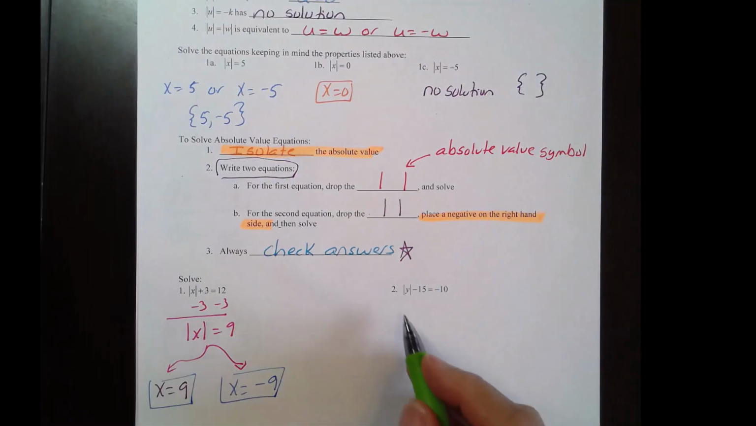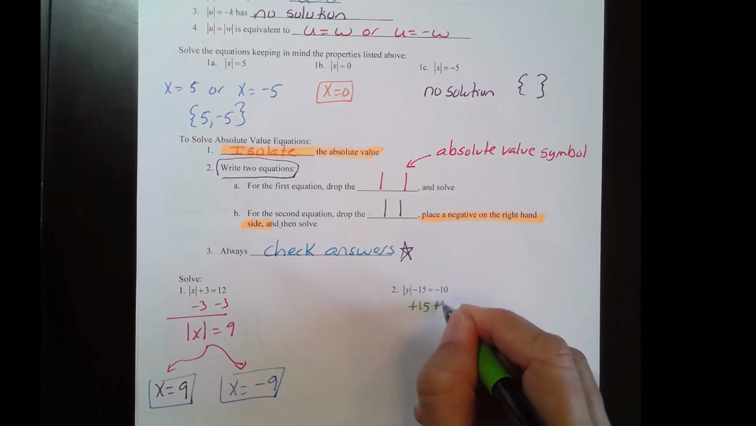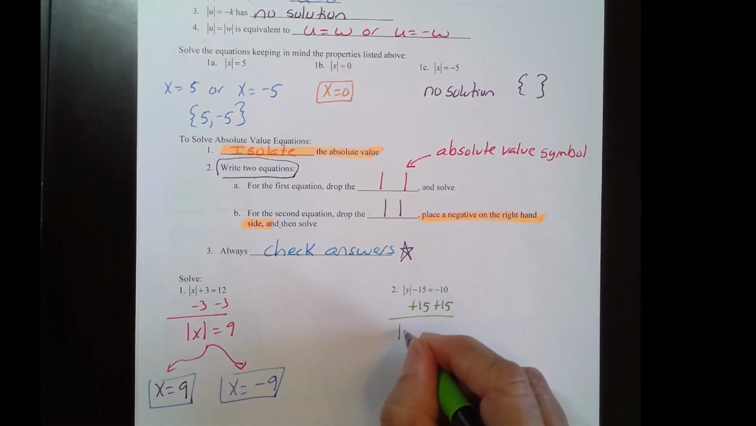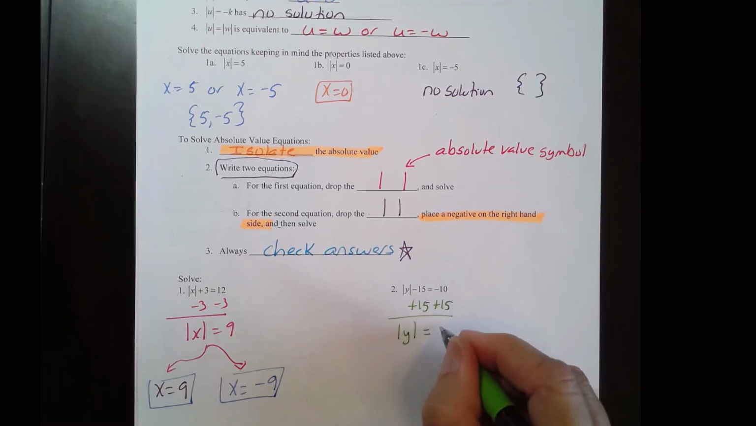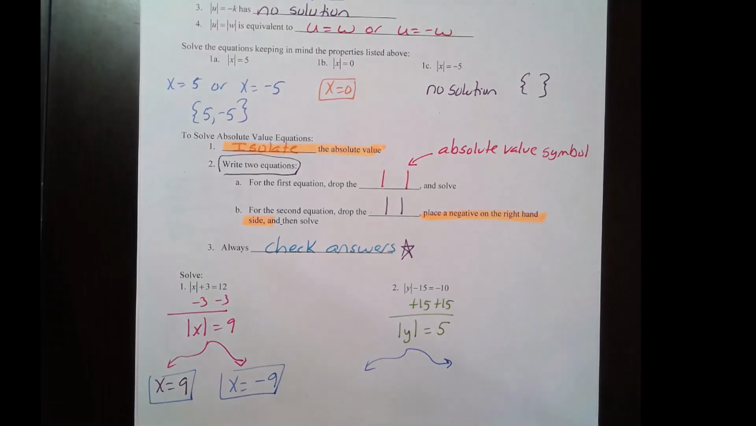Example 2. Absolute value of y minus 15 equals negative 10. First thing we should always do is isolate. So we're going to add over the 15. We get the absolute value of y equals positive 5. Then what will we do? We need to break it up into our two equations. Again, that's our key takeaway. Make sure you write two equations.